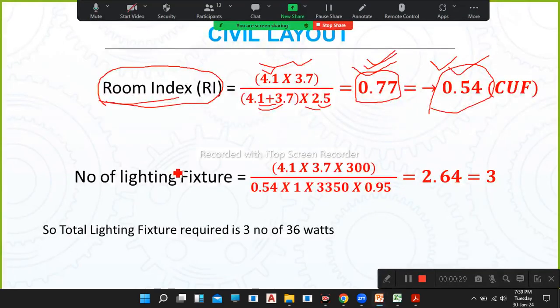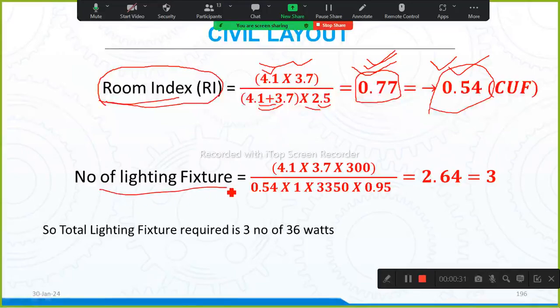Okay, so now the next formula. Number of lighting fixtures. So what is the formula? L into B into lux level divided by CUF into MF into fixture type into lumen output. So L into B is 4.1 into 3.7, the lux level for the entrance wall is 300, divided by CUF, the coefficient of utilization factor, which came to 0.54. Fixture type, I had taken one fixture because it's a residential building.